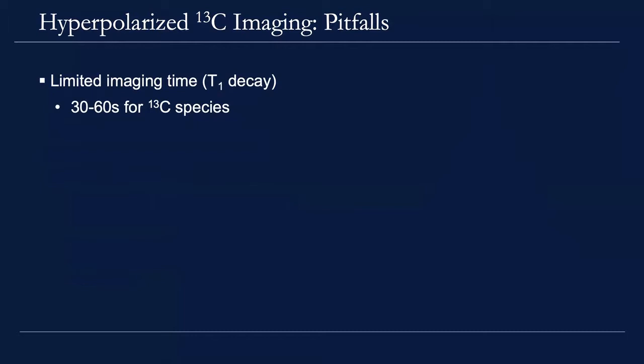So the first is we have a limited imaging time, or an imaging window, with which to image this metabolism. These are around 30 or 60 seconds at 3T, so this can vary as a function of field strength and as a function of substrate polarization. We also have to deal with the reduced gamma, or reduced gyromagnetic ratio. It's about fourfold lower for carbon than for proton, which impacts the gradient performance and some of our scan parameters.